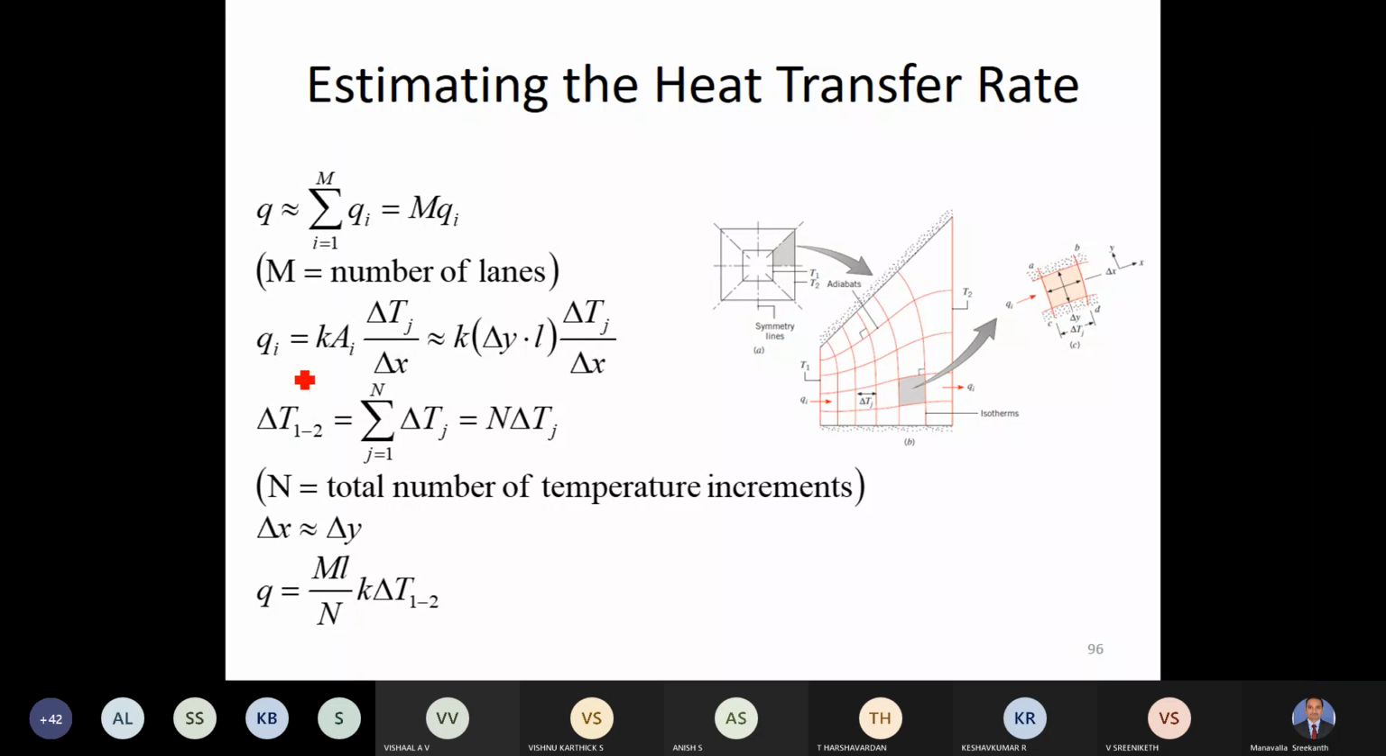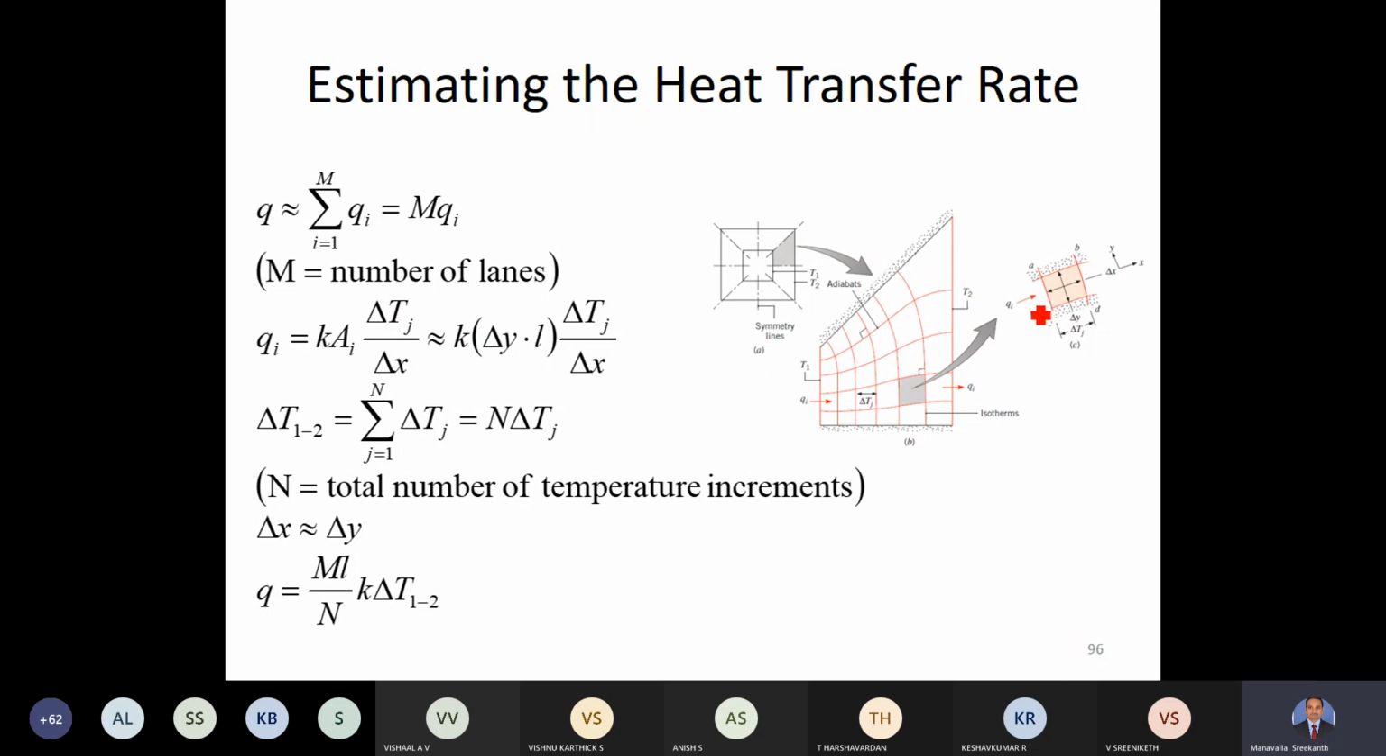Then qi is ki dot delta Tj by delta x. So if you try to evaluate qi in this one, if you apply the heat transfer conduction equation, the law of heat conduction, then heat transfer is K A delta T by delta X. I have dropped minus signs to avoid complications. So this delta T will take care of this positive temperature difference.